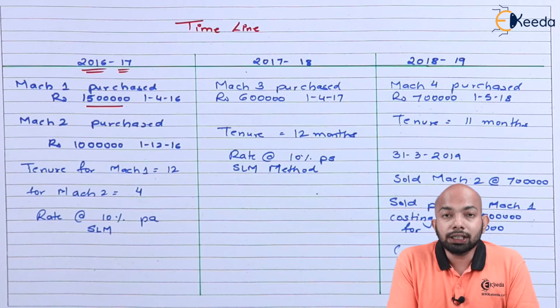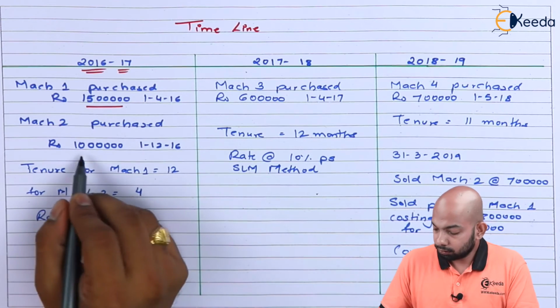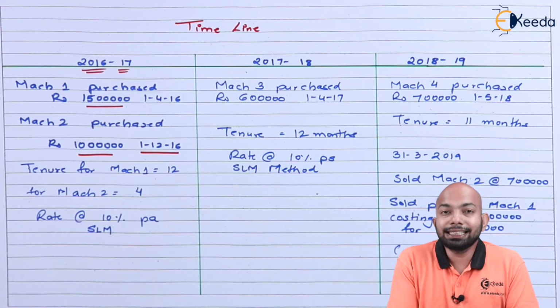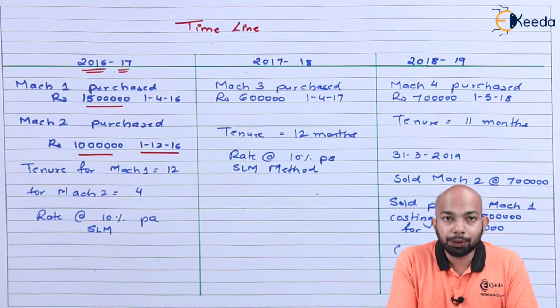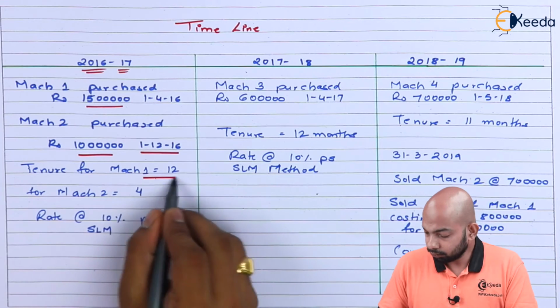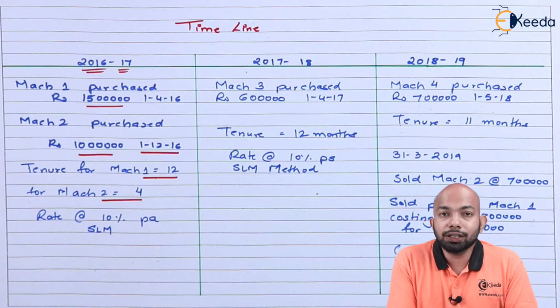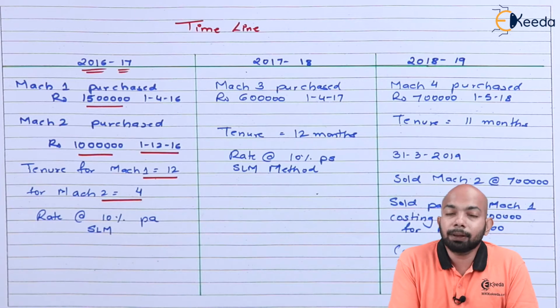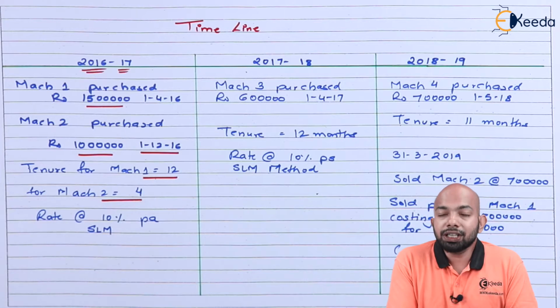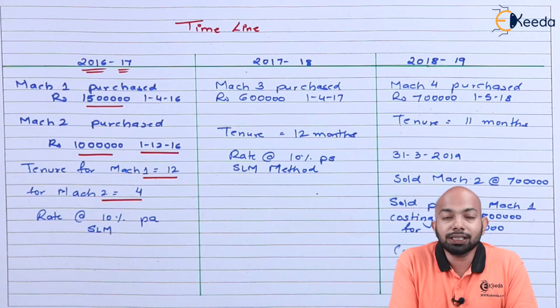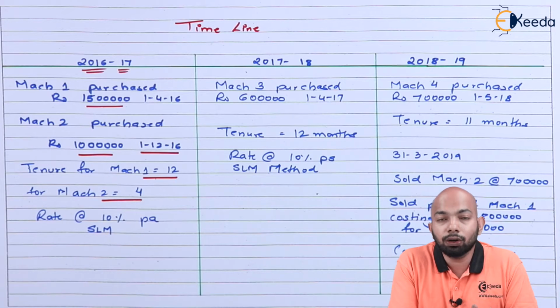Machine 2 was purchased for 10 lakhs in the same year, precisely in the month of December, which we have mentioned in the question. The tenure for machine 1 for calculating depreciation is 12 months because it has been purchased in the month of April. However, for machine 2, it will be only 4 months, as it has been purchased in the month of December. So from December until March, we have 4 months tenure.